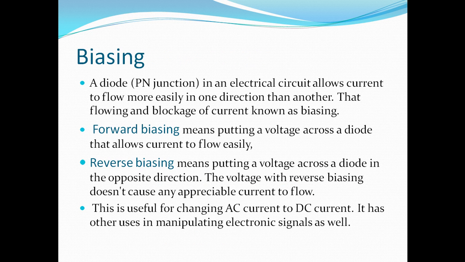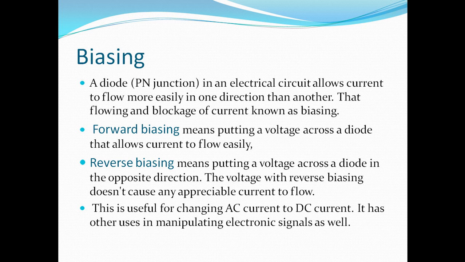This is the interesting thing, biasing. What is biasing? A diode or a p-n junction in an electrical circuit allows the current to flow more easily in one direction than another. That flowing and blockage of a current is known as biasing. So the current which is flowing through the diode, or whether it is blocked by the diode, is known as biasing.